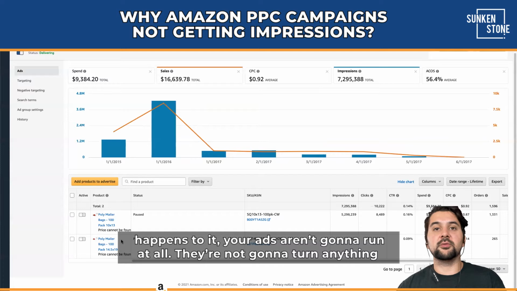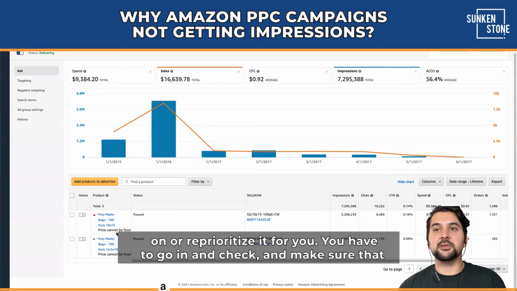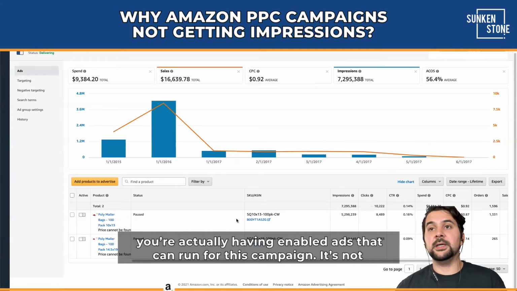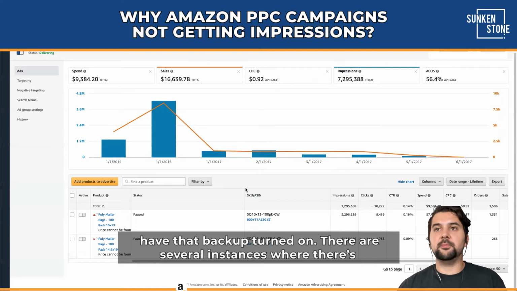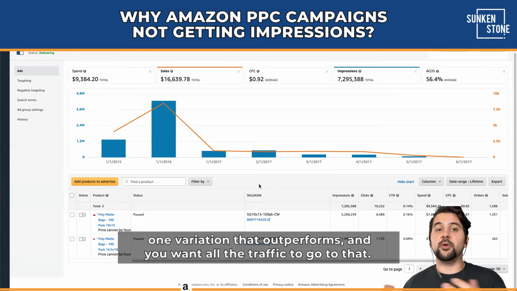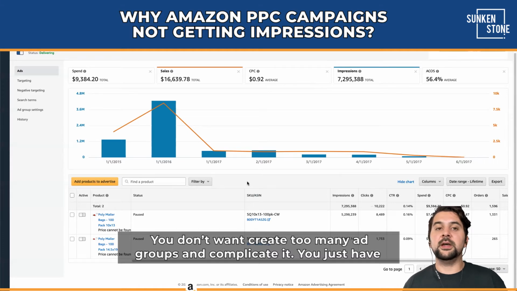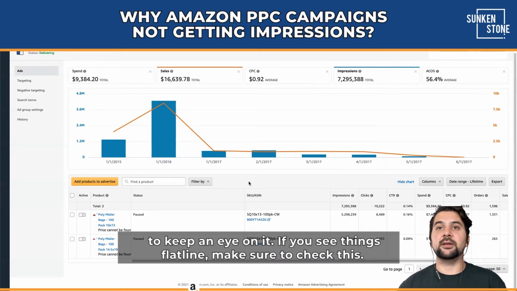They're not going to turn anything on or prioritize it for you. You have to go in and check and make sure that you're actually having enabled ads that can run for this campaign. It's not infrequent that you do an accidental pause and then forget that you don't have that backup turned on. There are several instances where there's one variation that outperforms and you want all the traffic to go to that. You don't want to create too many ad groups and complicate it. So you just have to keep an eye on it. If you see things flatline, make sure to check this.